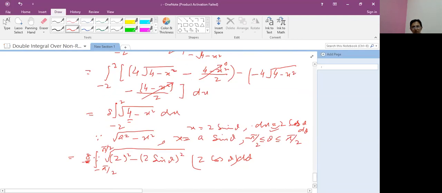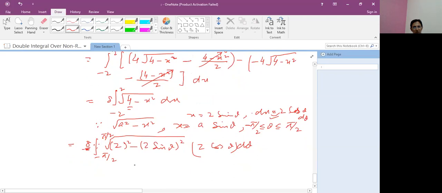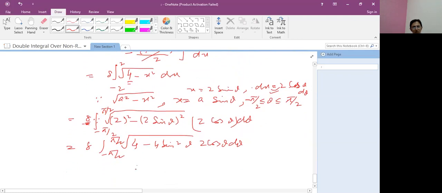So student, we will integrate. So 4 minus 4 sine squared theta into 2 cos theta into d theta. The limit is minus pi by 2 to pi by 2. It is 8. So when we take common 4 into 1 minus sine square theta, 2 times of cos theta into d theta, it is minus pi by 2. It is 8.